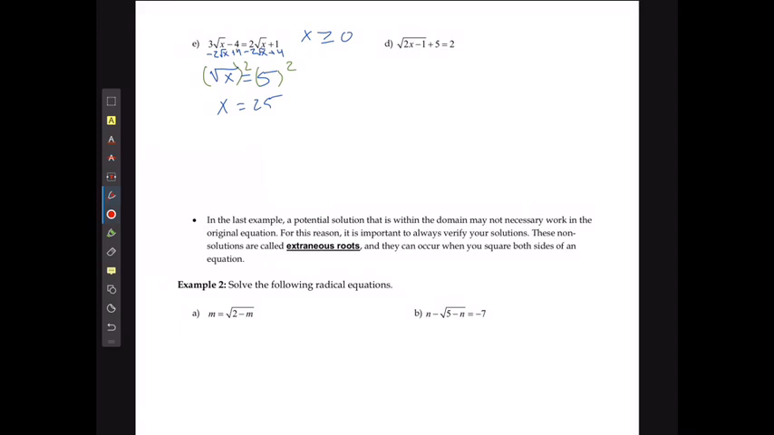Let's check if that actually works. If I have 3 times the square root of 25 minus 4, is that equal to 2 times the square root of 25 plus 1? I have 3 times 5 minus 4 is equal to 2 times 5 plus 1. 15 minus 4 is equal to 10 plus 1. And both sides equal 11.